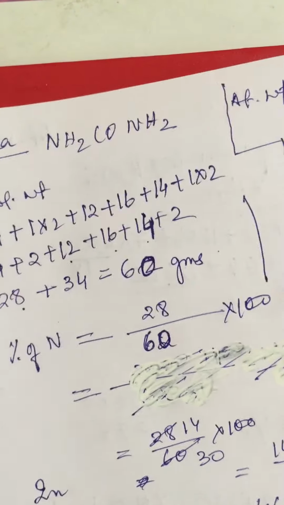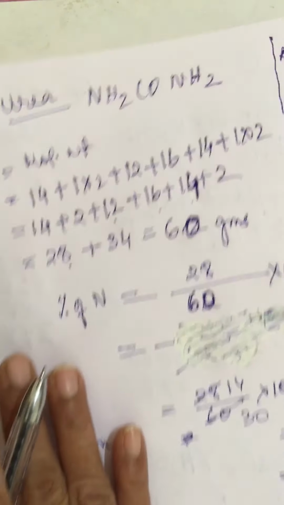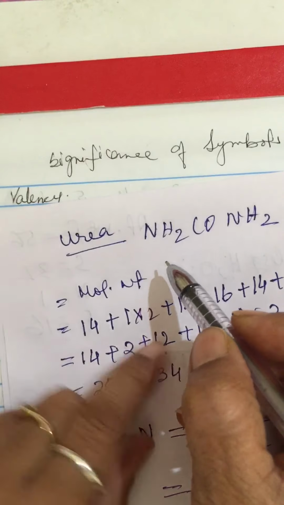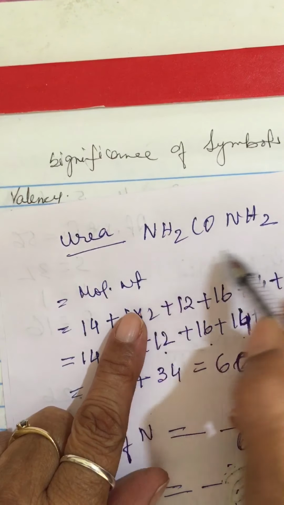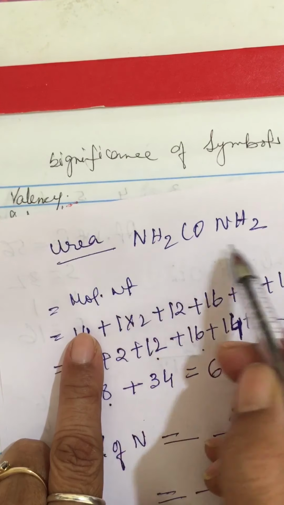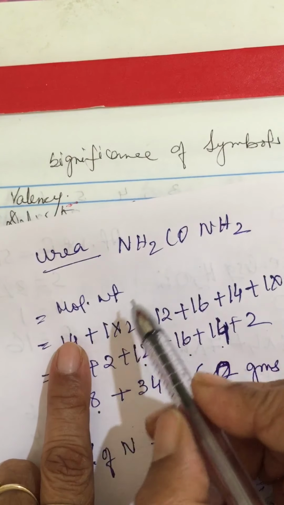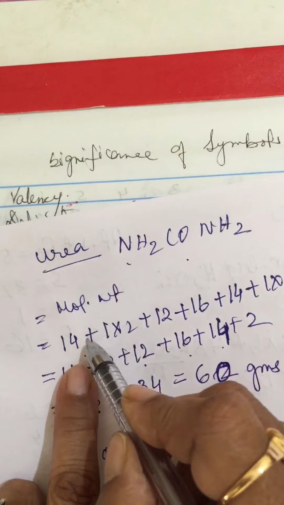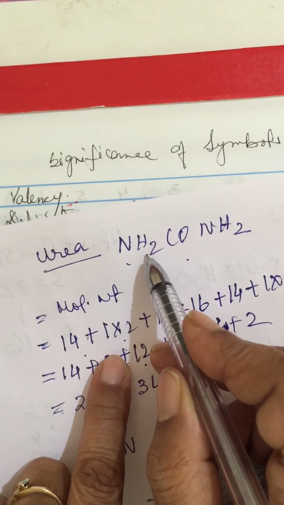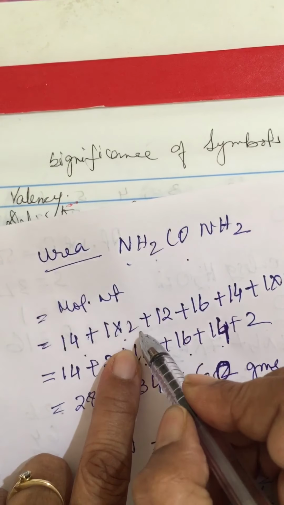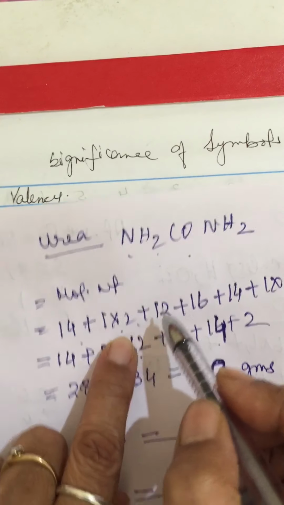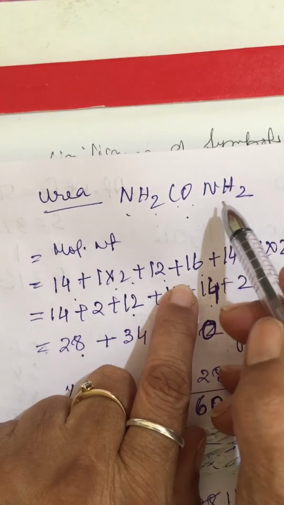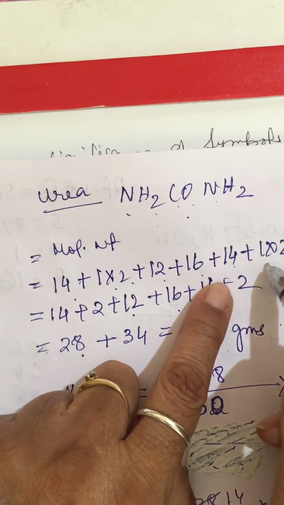So another example we'll take. Suppose we have taken urea. Urea has a formula like NH2CONH2, 2 times NH2 is present. This is the formula written. So molecular weight we have to find out. Nitrogen is 14, hydrogen is 1 into 2, 2 atoms of hydrogen are present. Then here you see carbon is 12, oxygen is 16, nitrogen is 14, hydrogen is again 2.